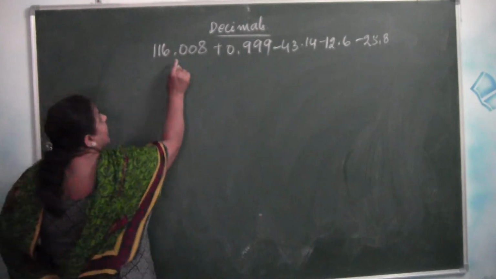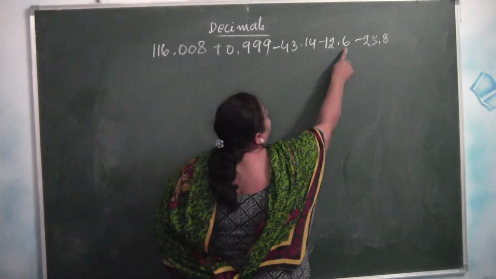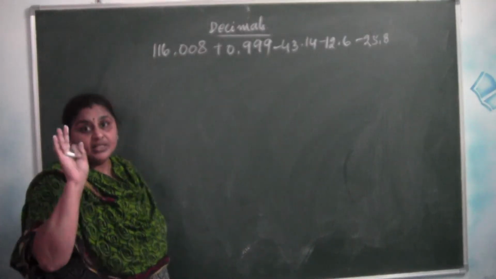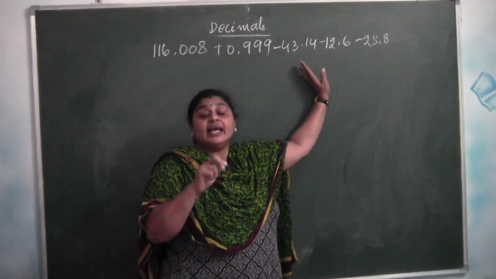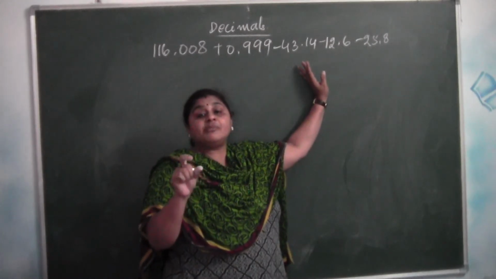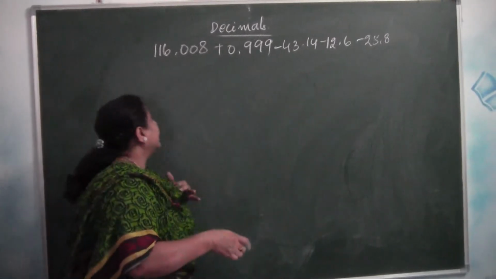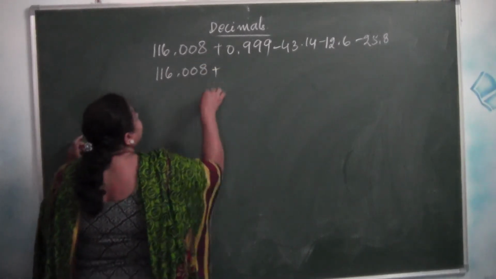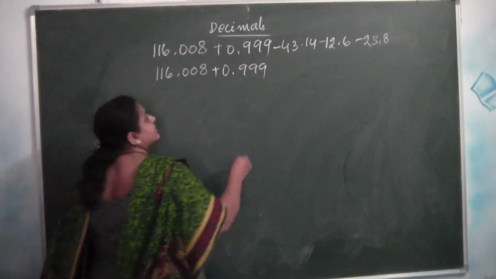Now let us see. After the decimal, 3 digits, 2 digits, 1 digit and 1 digit. Now which is the highest number of digits we have? 3. It means we are going to convert all of these into like decimals in such a way that every decimal number has 3 digits after the decimal. Now let us take 116.008, already it has 3 digits. The next one, 0.999, already it has 3 digits.